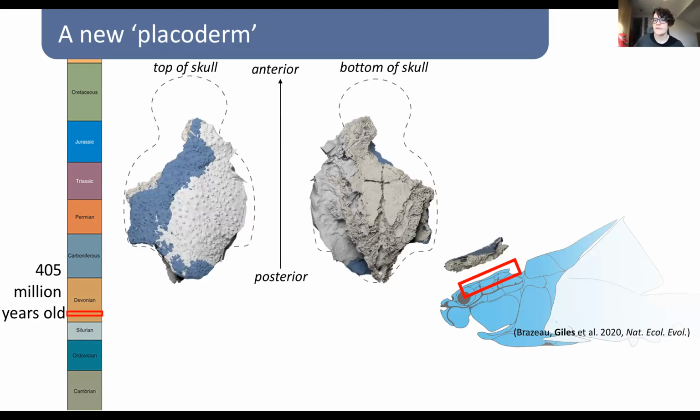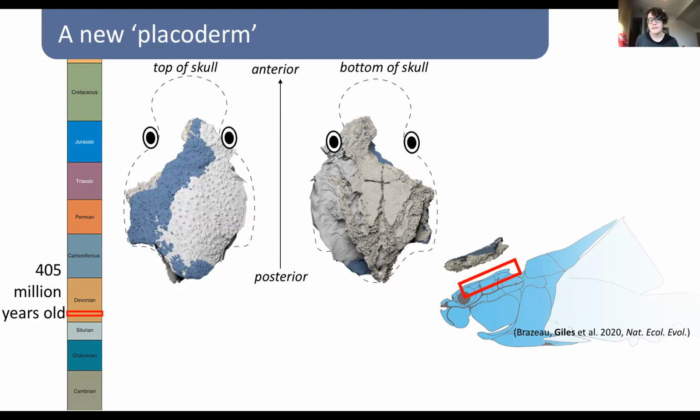So here's an overview of the anatomy. We've got the top of the skull view on the left and the bottom on the right. Again, it's partially incomplete and we're just looking at the skull. Here are its eyes again to give you a bit of orientation. We won't go into the anatomy, but we're going to talk about its skeleton.